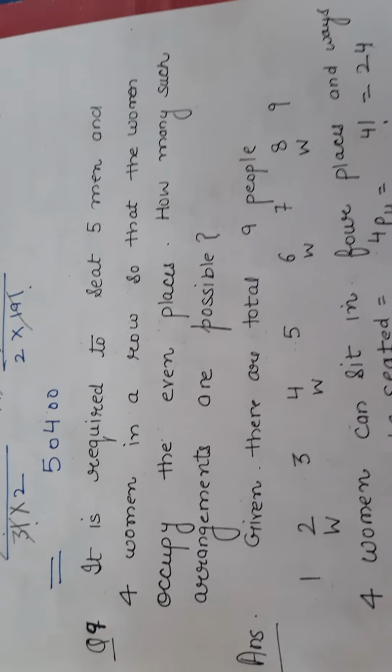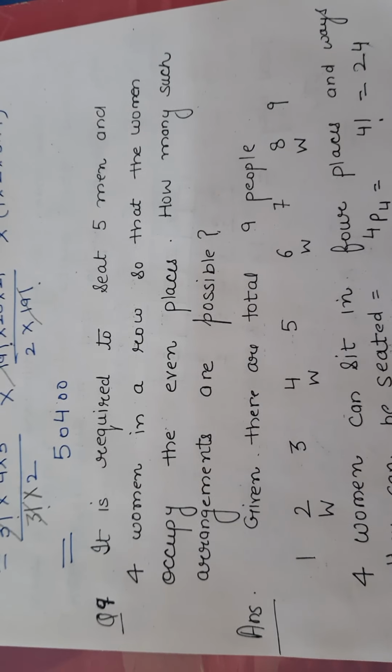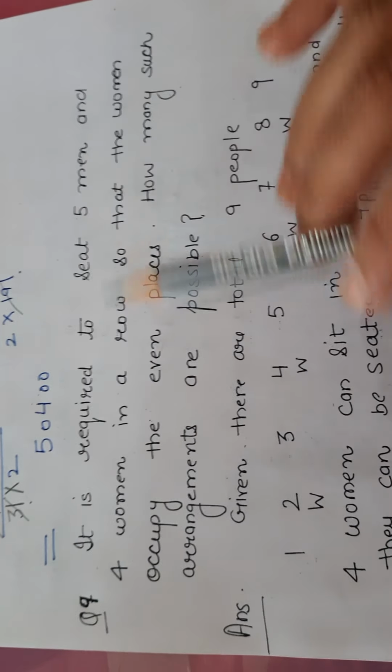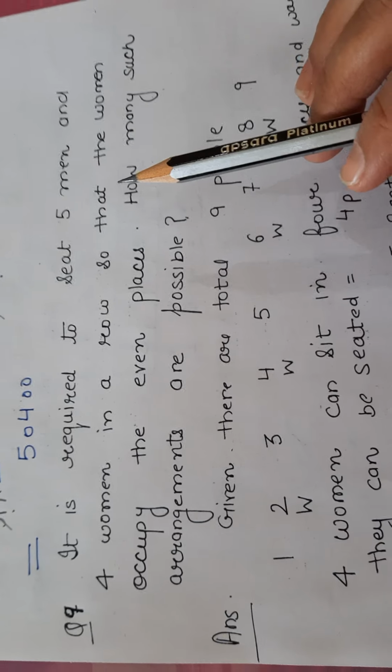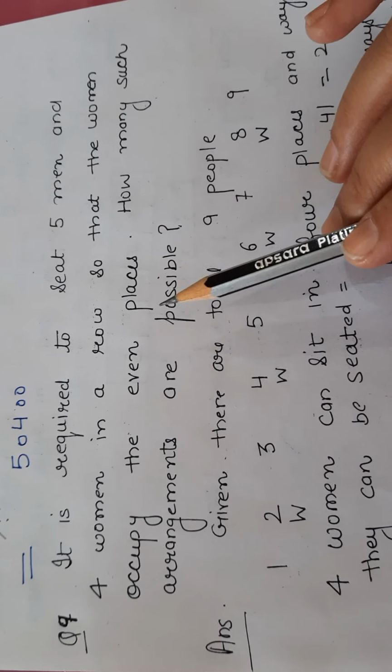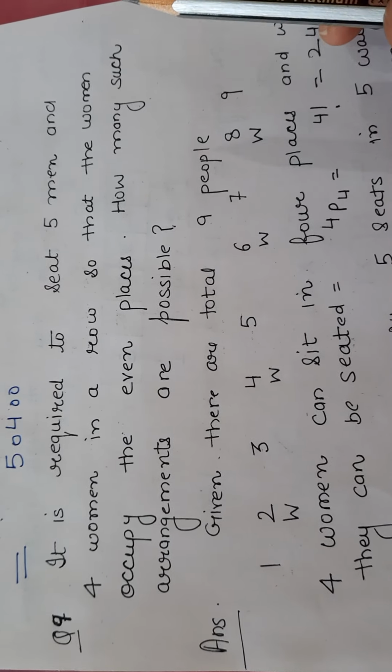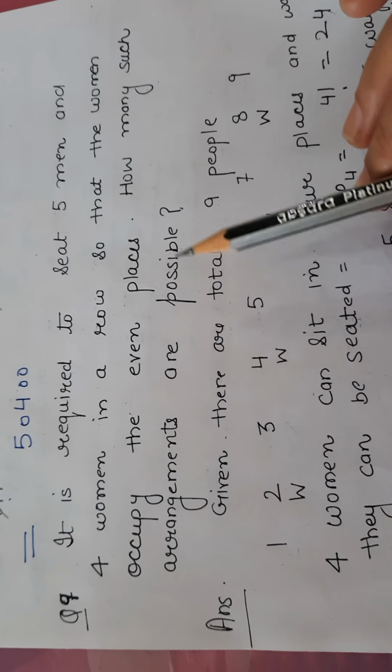50,400. Question number 9. It is required to seat 5 men and 4 women in a row so that the women occupy the even places. In how many ways are such arrangements possible?